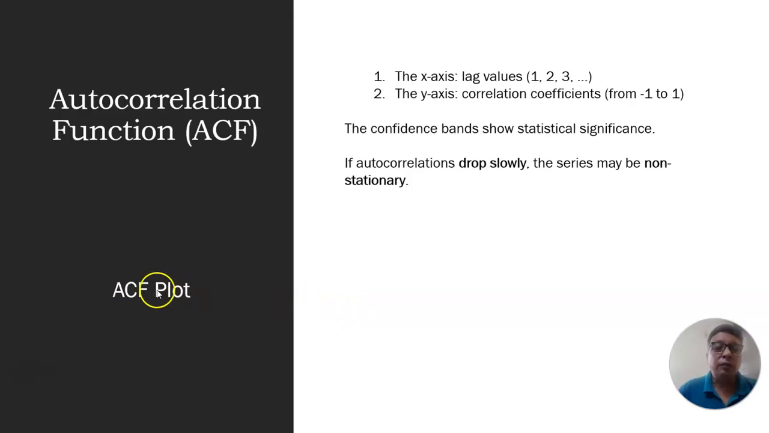Let us go to the ACF plot. How it is plotted: on the x-axis we have the lag values 1, 2, 3, etc. On the y-axis we have the correlation coefficients between -1 and +1. The confidence band shows the statistical significance. There is a confidence band that comes up with the ACF plot. If autocorrelations drop slowly, the series may be non-stationary.